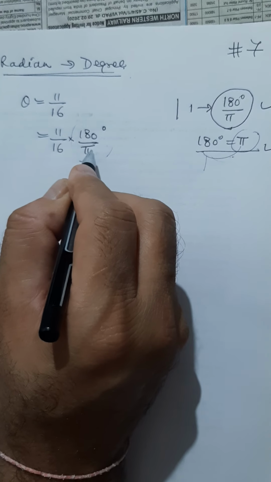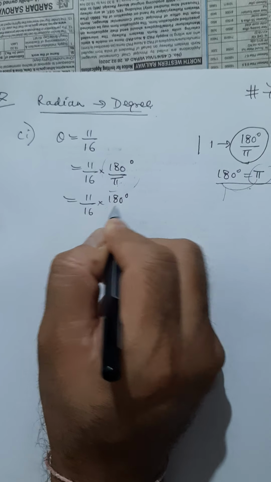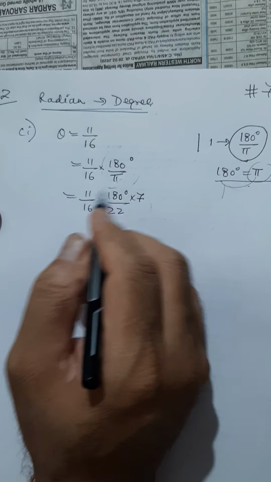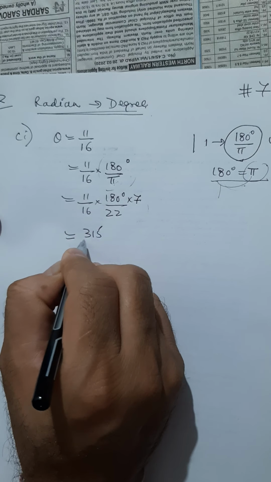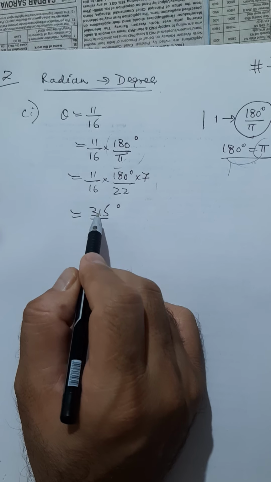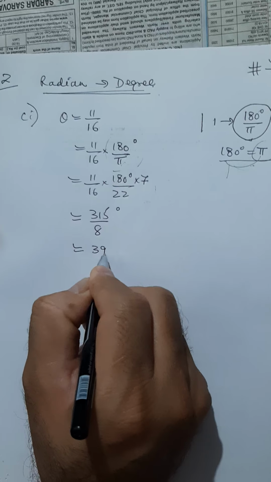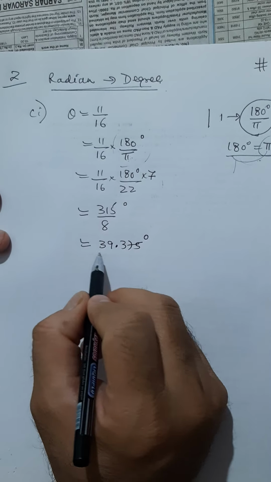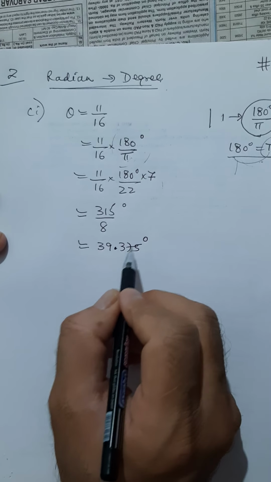Now usually we put pi equals 22 by 7, so 11 by 16 into 180 into 7 by 22 here. If you simplify this, you will get 315 by 8 in the form of degree. Now if you divide 315 by 8, use a calculator, you will get 39.375 degree. Usually we reduce this degree to minutes and then seconds.